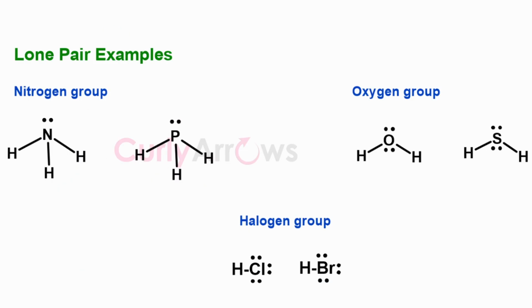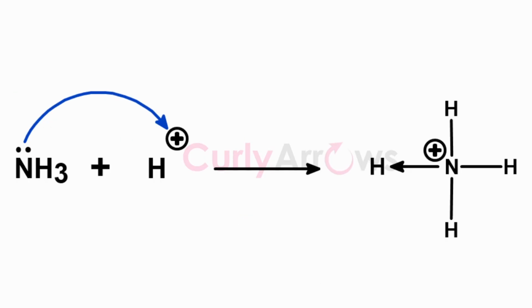They are denoted as two dots for two electrons above the atom symbol. Amongst the p-block elements forming covalent bonds, nitrogen, oxygen, and halogen have 1, 2, and 3 lone pairs. Lone pairs are nucleophilic because they are electron-rich by nature. This means they can undergo covalent bond formation with other electron-deficient counterparts.